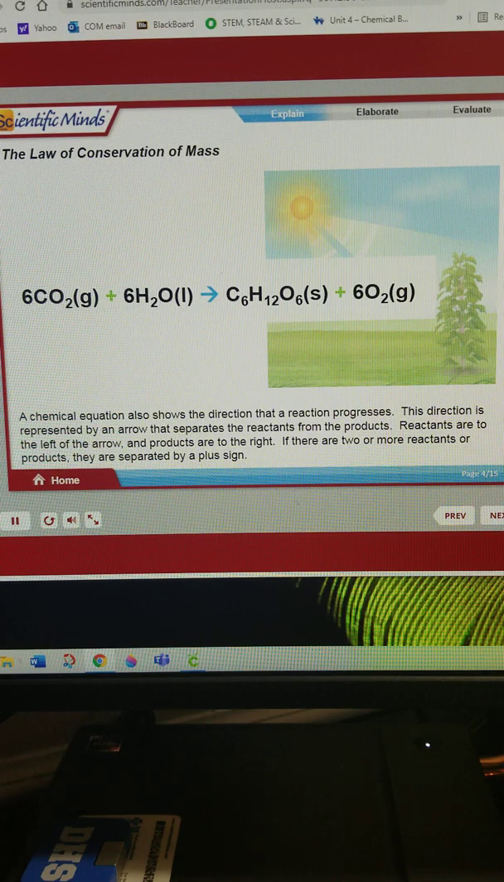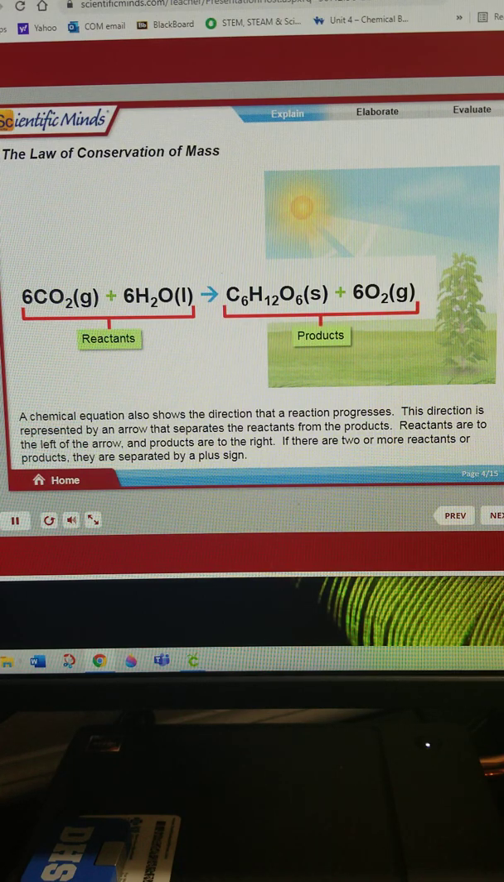A chemical equation also shows the direction that a reaction progresses. This direction is represented by an arrow that separates the reactants from the products. Reactants are to the left of the arrow, and products are to the right. If there are 2 or more reactants or products, they are separated by a plus sign.